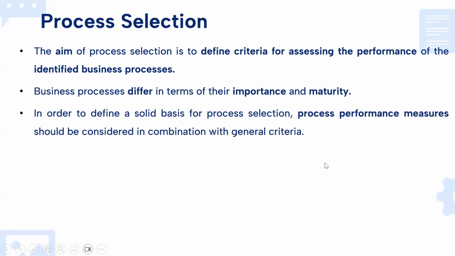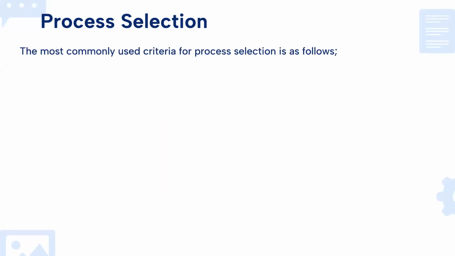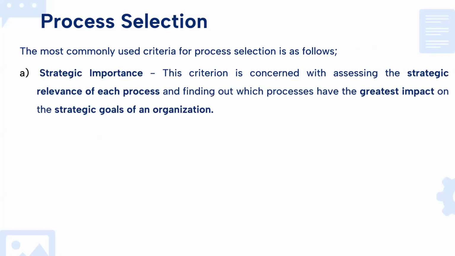So when you are doing process selection, we can identify criteria for selecting a particular process. The first one is whether it has strategic importance. This criterion is concerned with assessing the strategic relevance of each process and finding out which processes have the greatest impact on the strategic goals of an organization. As I mentioned earlier, in an organization there could be core processes as well as supporting processes. Most of the time, core processes have strategic importance.